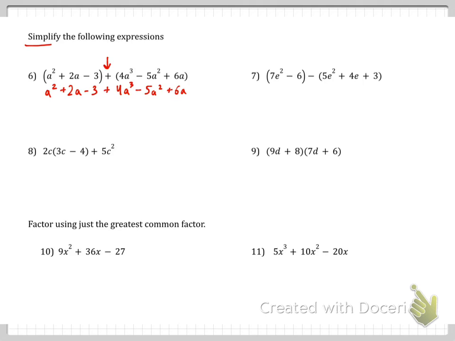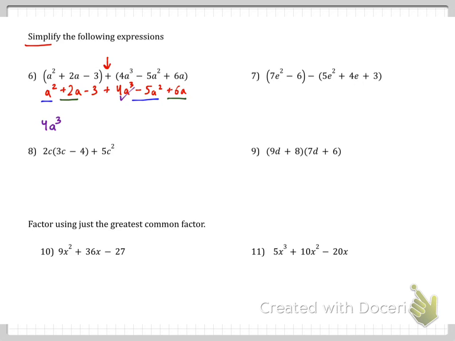Like terms are any terms with the same variable and same exponents on that variable. So for example, a squared and -5a squared, those are like terms. If you are used to adding coefficients, you can treat the a squared as being 1a squared, and that would help. 1 plus negative 5. 2a and 6a are like terms.